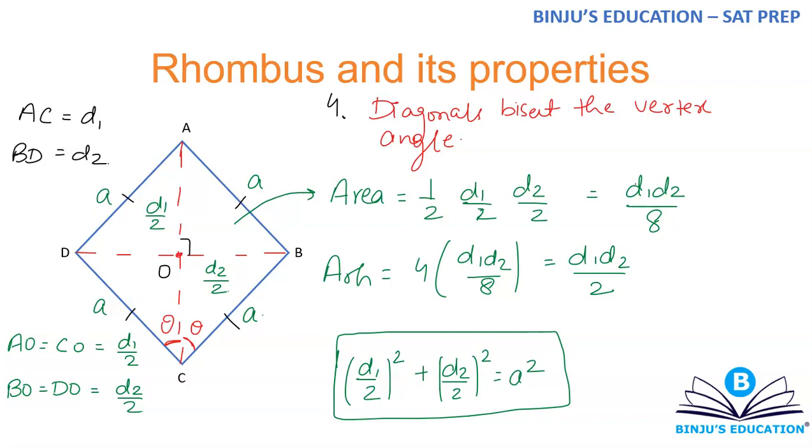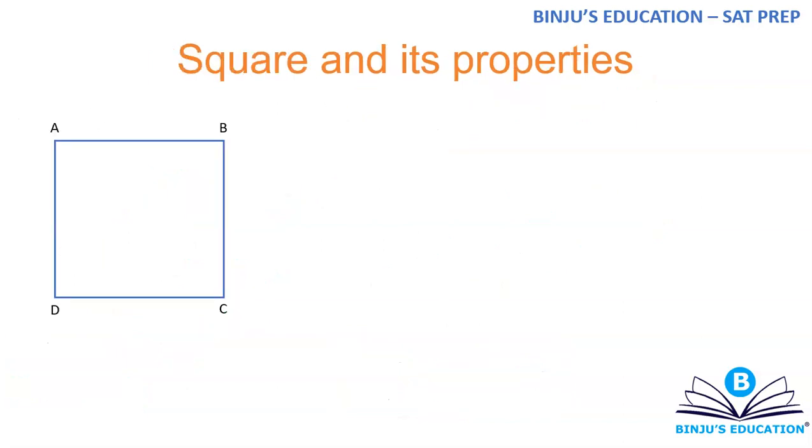Alright, the next one is a square. Now when both the diagonals of rhombus become equal, or the other way to say is that when all the four sides of rectangle are equal, then it becomes a square. So square is a type of a rhombus, square is also type of a rectangle. Either way you can say it.